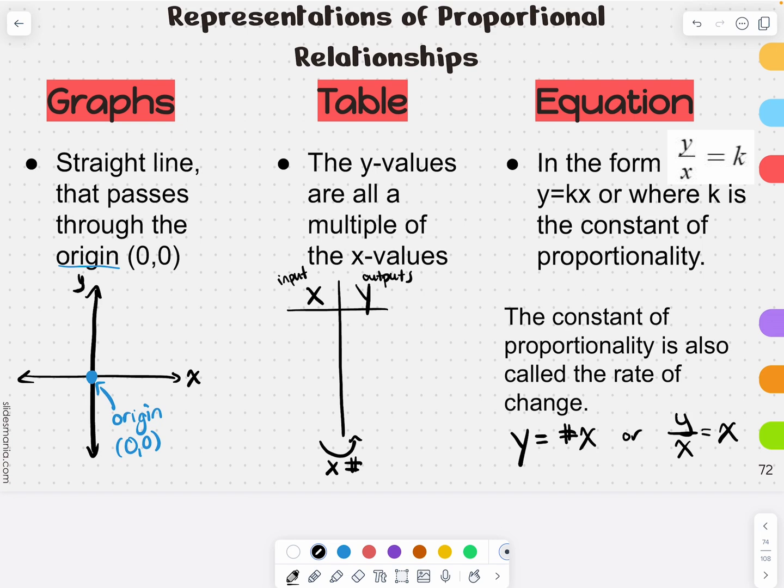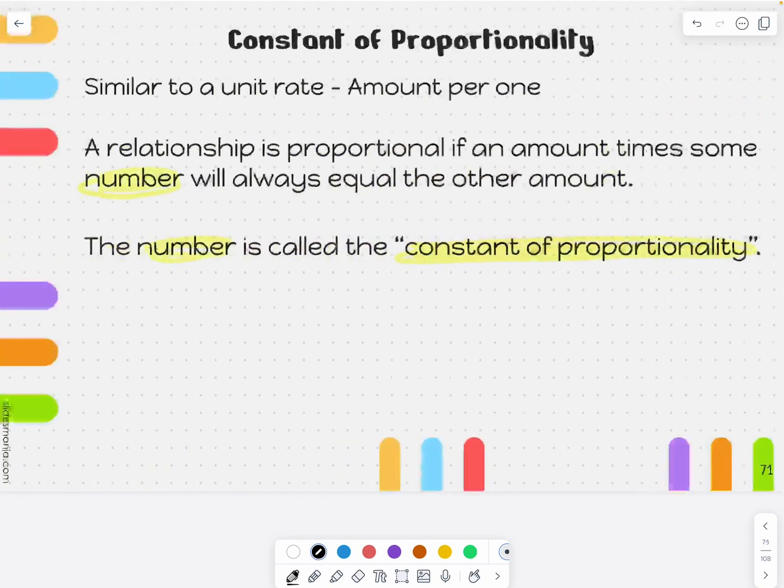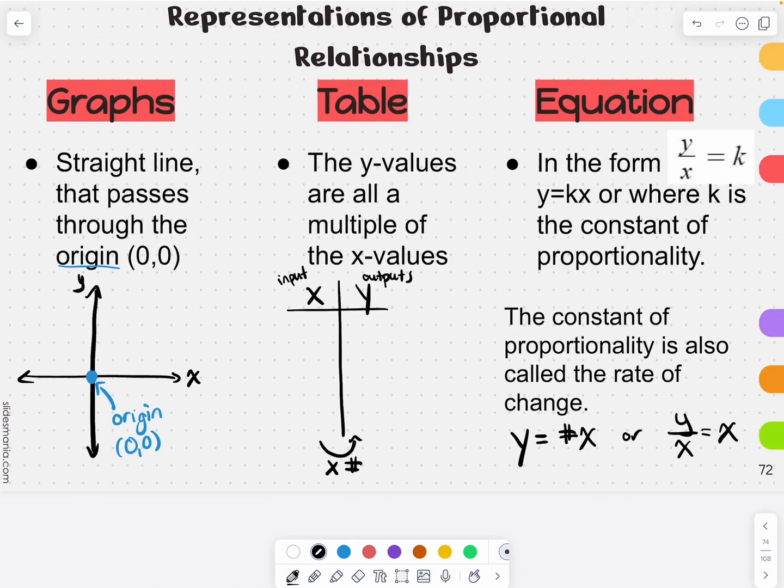Okay. When we're looking at these things, and I'm just going to go back a slide because I highlighted it, the number is called the constant of proportionality. The constant of proportionality here is this number. Whatever that multiplier is from the table, that's the constant of proportionality. If it's y equals a number times x, that's the constant of proportionality. Or if you take your y value and divide by your x value, that there is your constant of proportionality. And we will look on a table. How do we get that from a table?